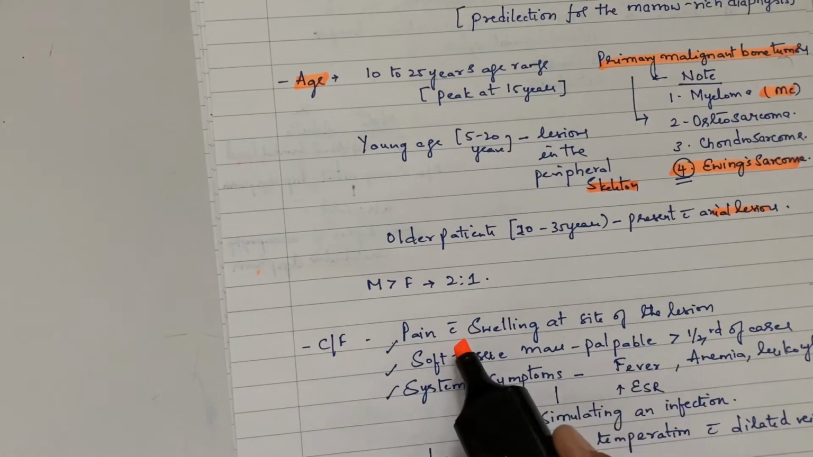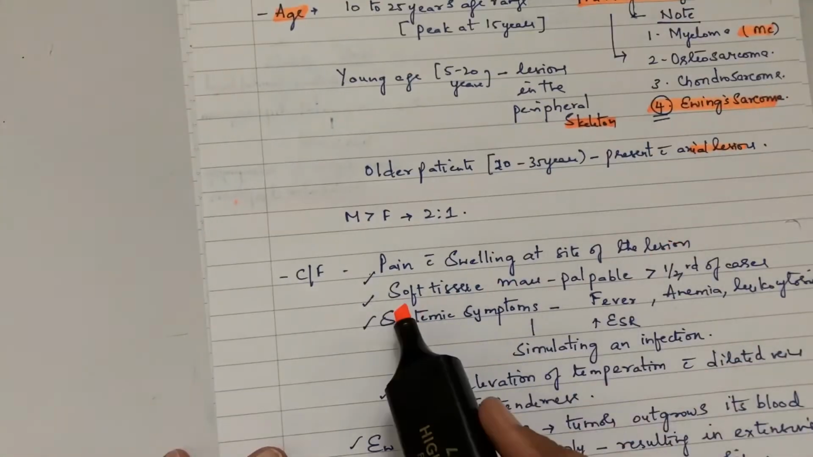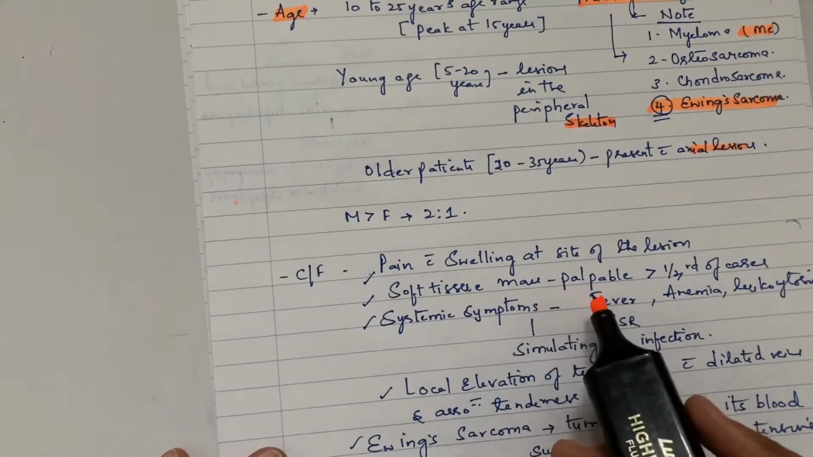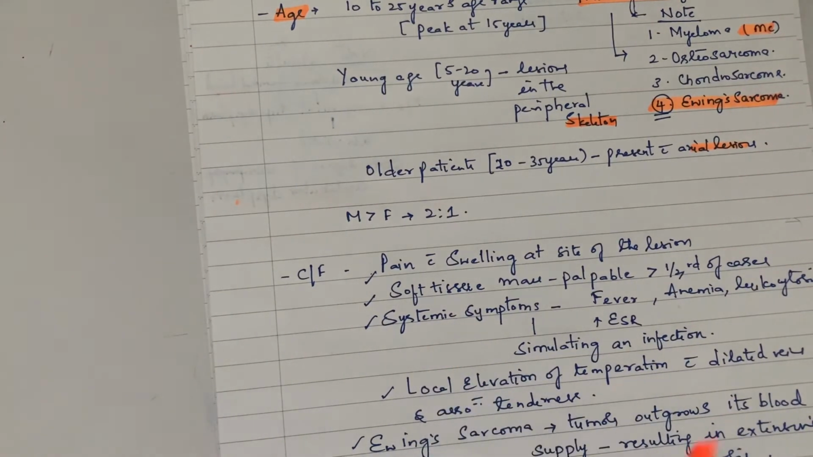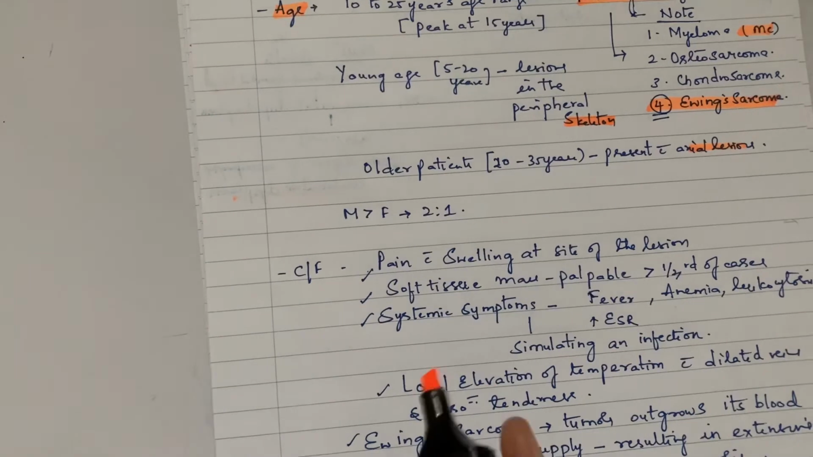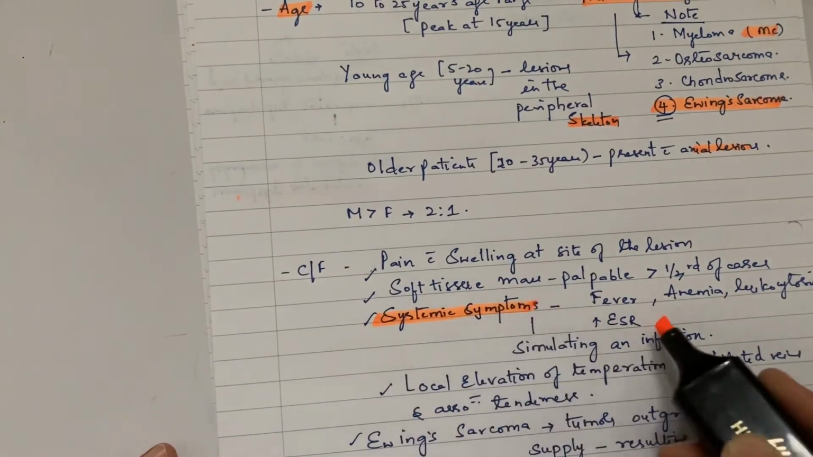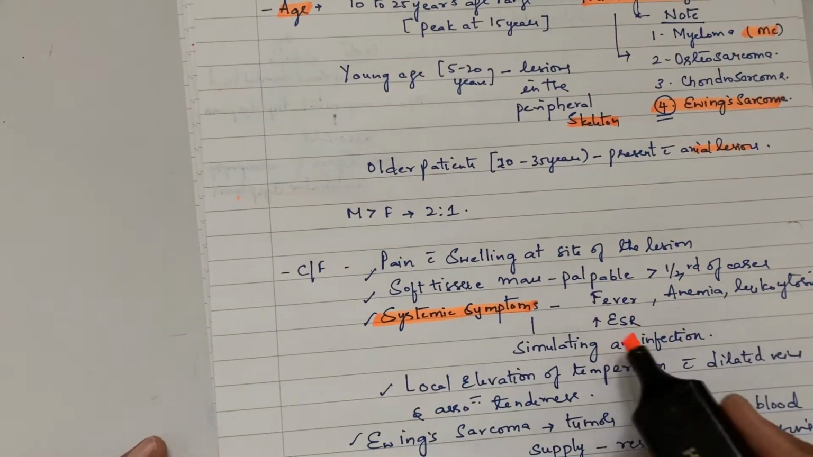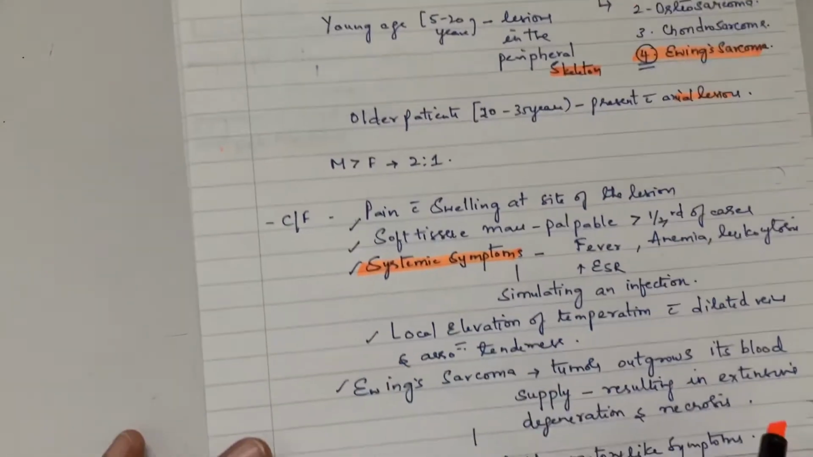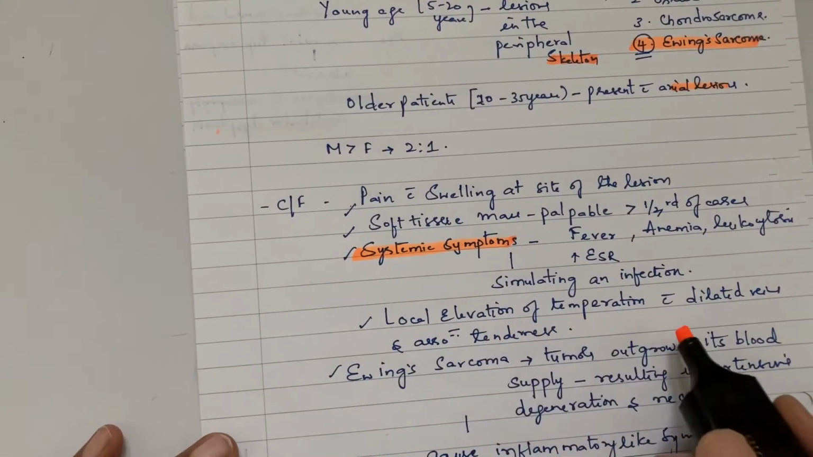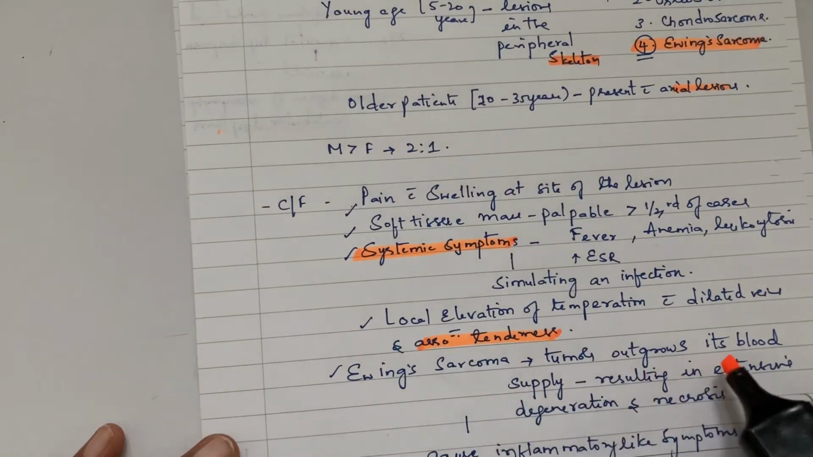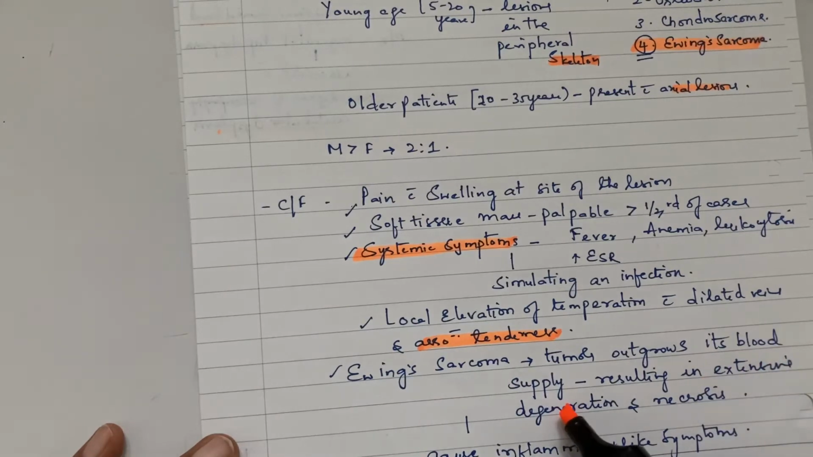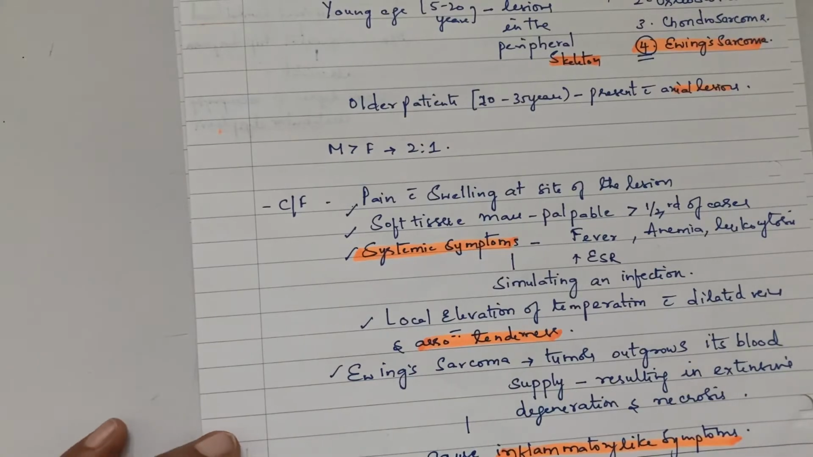Clinical features: they present with pain and swelling at the site of the lesion. A soft tissue mass is palpable in more than one third of the cases. One of the bone tumors which mimics an infection is Ewing sarcoma. They have systemic symptoms: fever, anemia, leukocytosis, increased ESR, simulating an infection. Local elevation of temperature with dilated veins and associated tenderness. As the Ewing sarcoma tumor outgrows its blood supply, resulting in extensive degeneration and necrosis, it causes inflammatory-like symptoms.